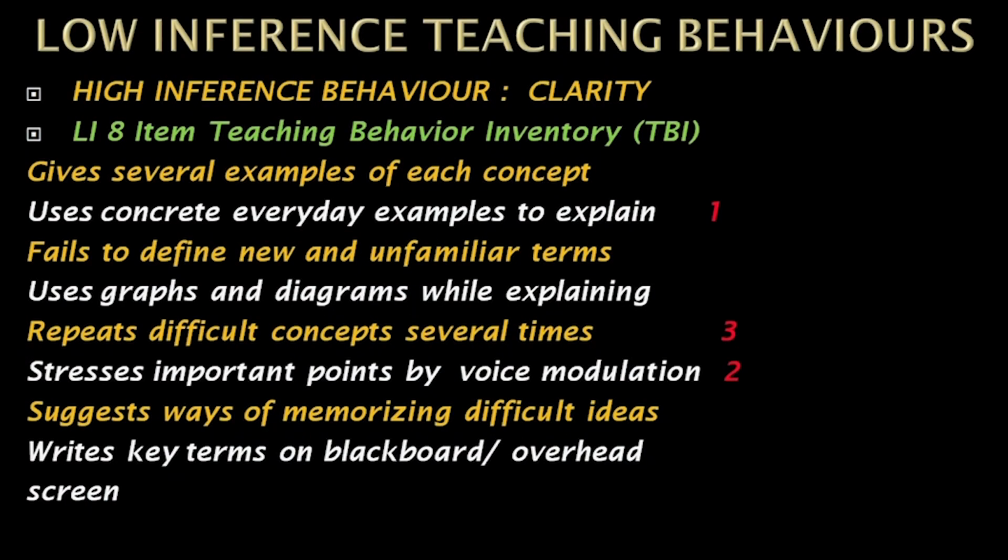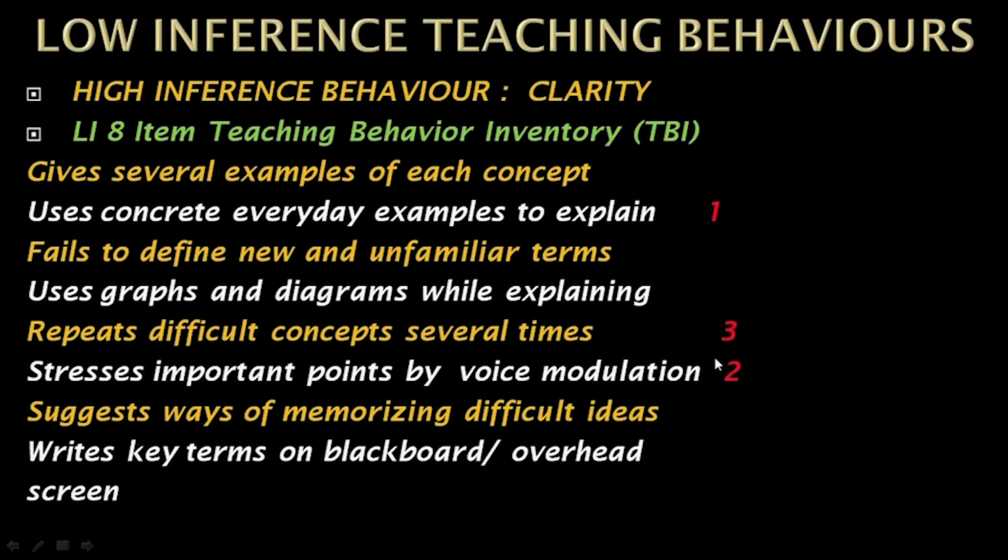And because you find within the 8 items, anybody who uses concrete everyday examples to explain is high on clarity, and that's number 1. If you stress important points by voice modulation, that's number 2. If you repeat difficult concepts several times, that's number 3. Therefore, if I want to tell some faculty member that you are low on clarity, so you should improve on clarity, clarity would be called high inference teaching behavior, and how to improve clarity would be given by low inference teaching behavior, TBI. And those low inference teaching behaviors are easy to touch, feel and implement.